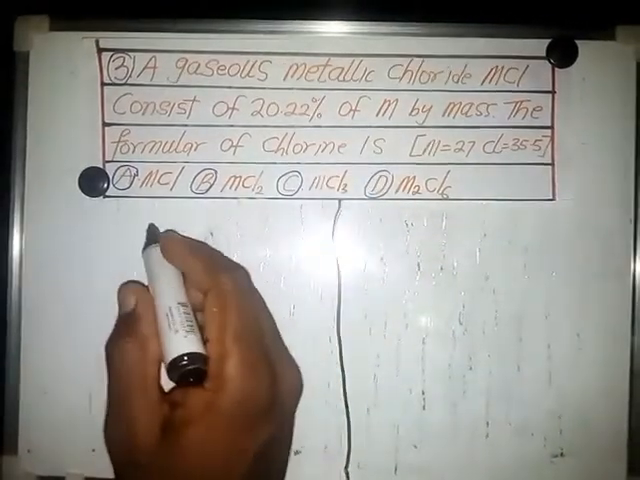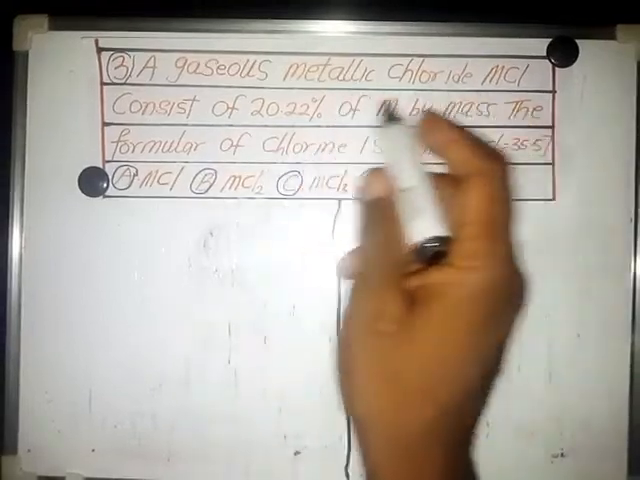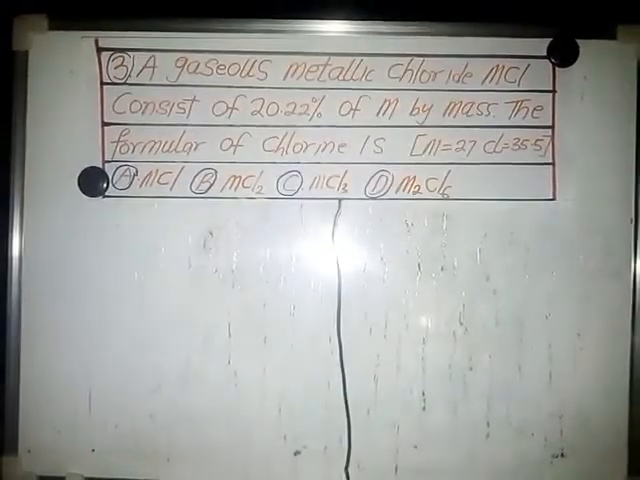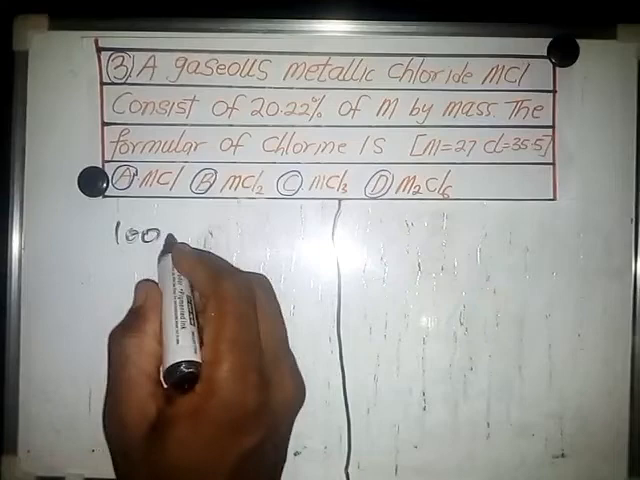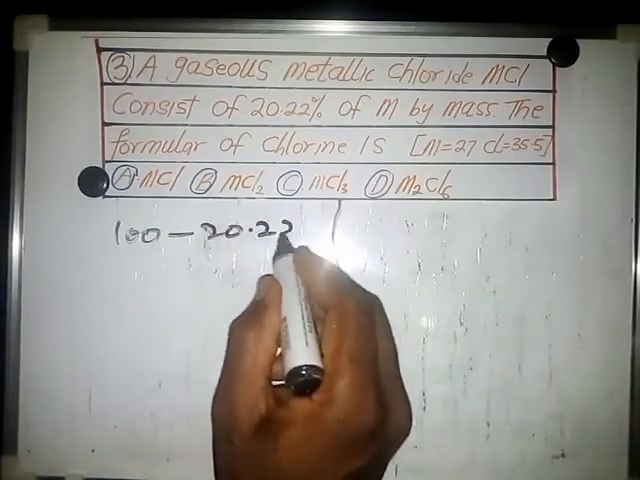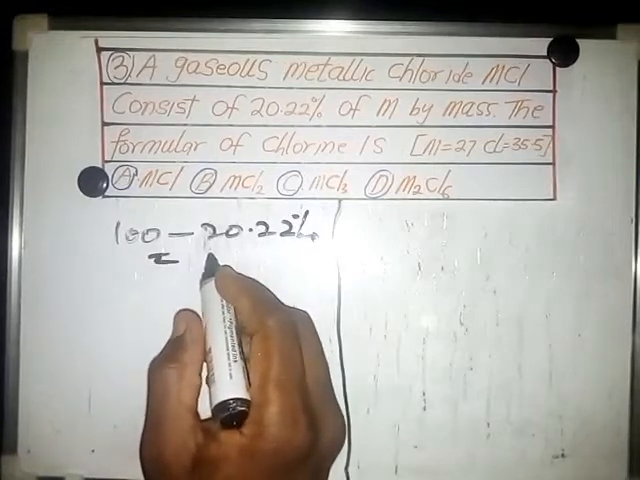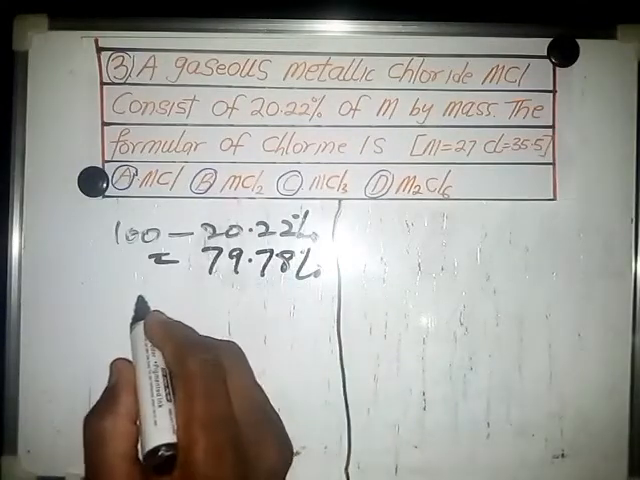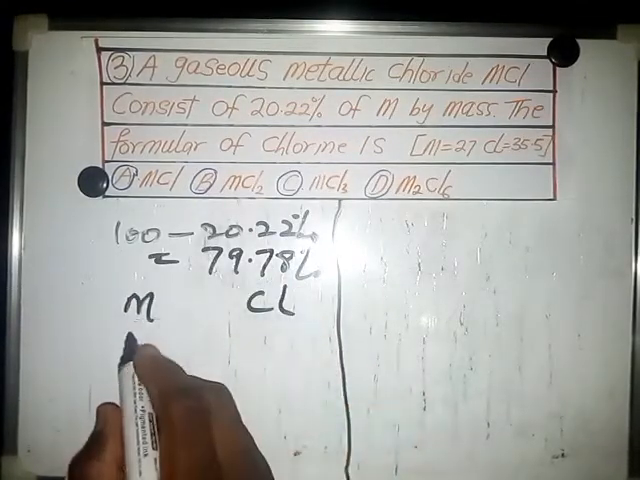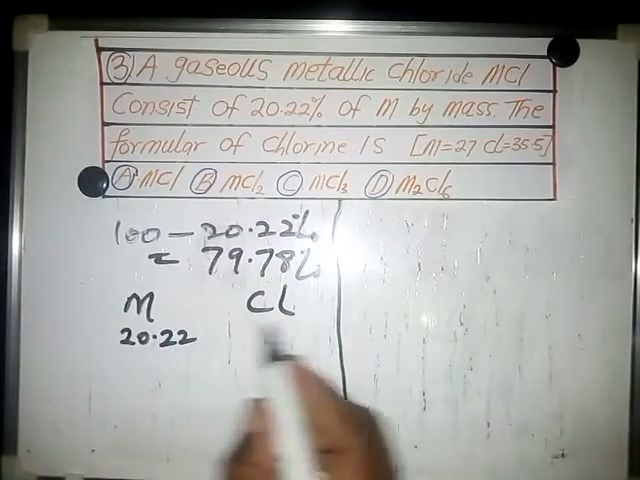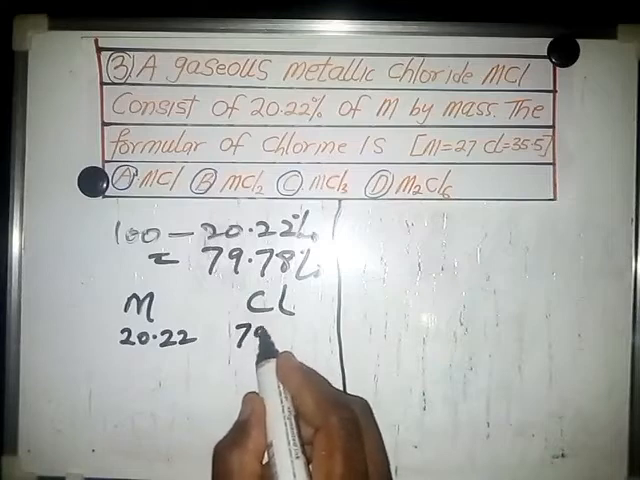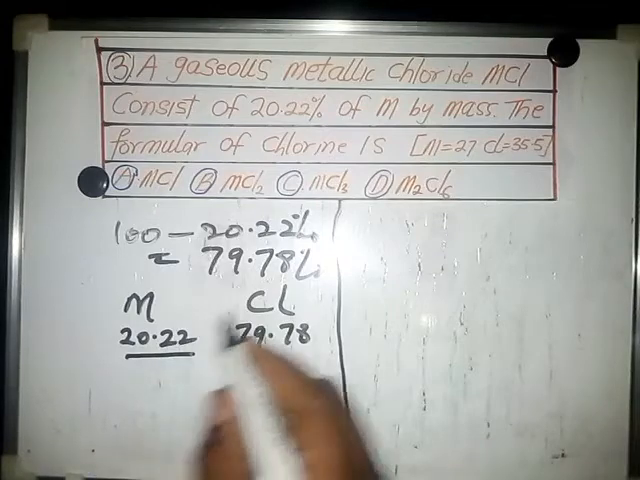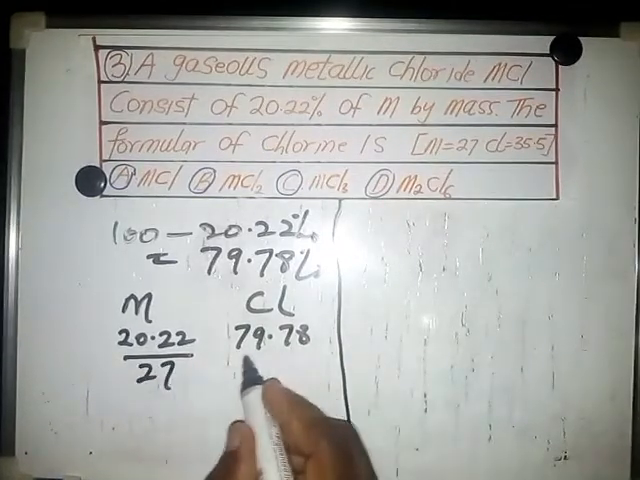So the first thing I have to do, we know that the metallic M is 20.22%, but for chlorine, you subtract it from 100 to get the percentage of chlorine. I'll just say 100 minus 20.22 percent. So you are getting 79.78%. That is for Cl. So it's between M and Cl. M is 20.22, while Cl is 79.78. As usual, you have to divide by the atomic masses. So M was 27, Cl 35.5.